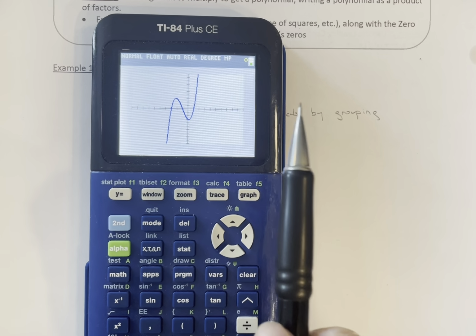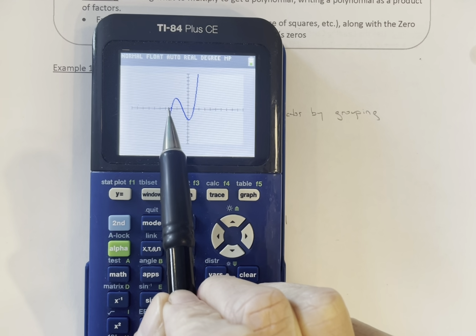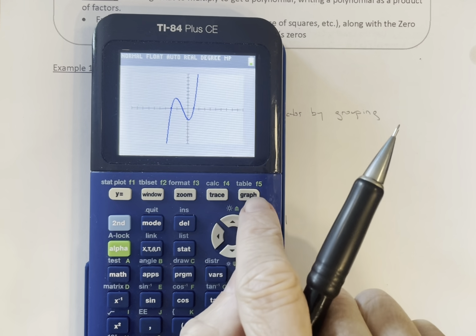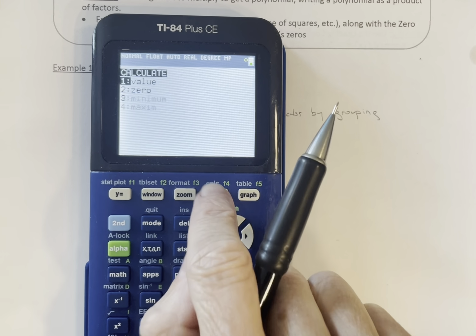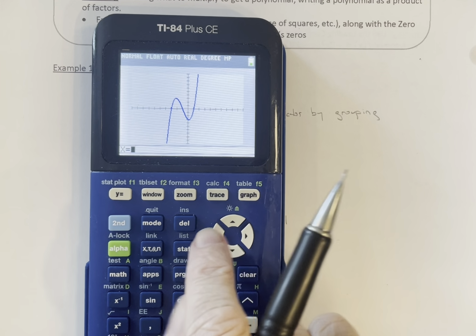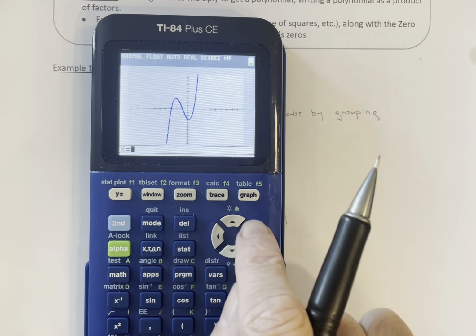You can see my 3 x-intercepts. One is here, going from left to right, one is here, and one is here. We can check what those are by using our calc button. I want to calculate the zeros. Okay, and I can go over here and let's take a look at the first one.